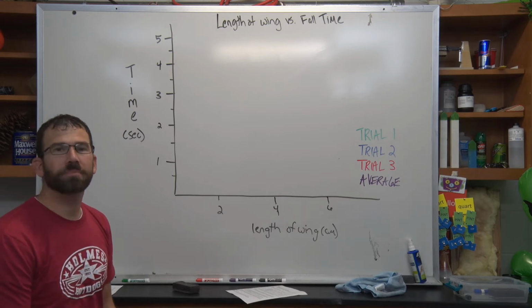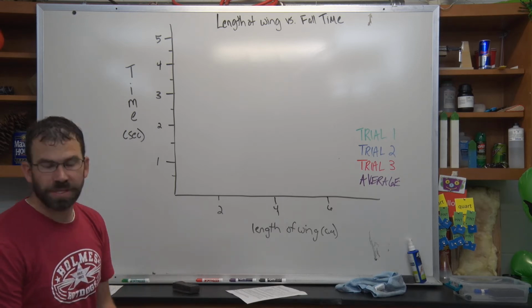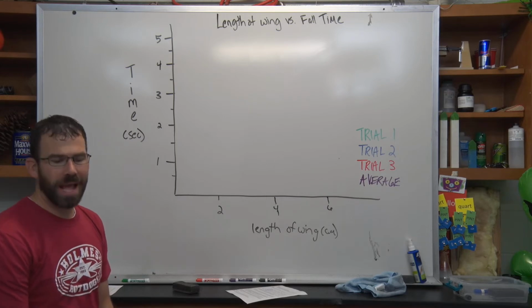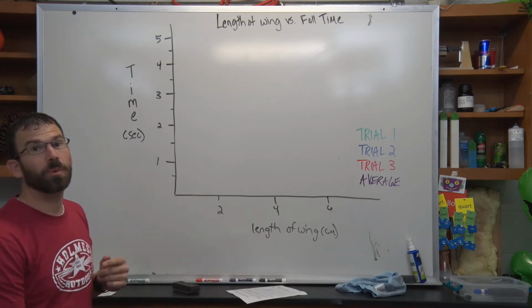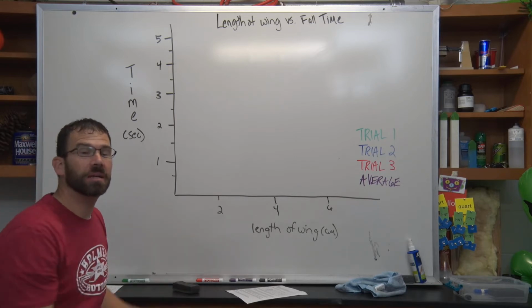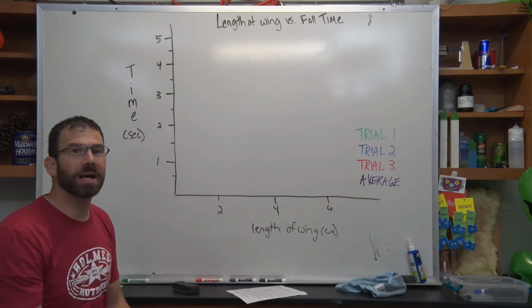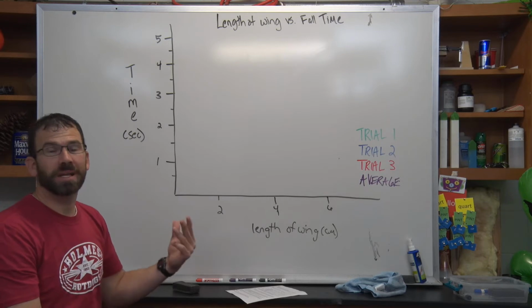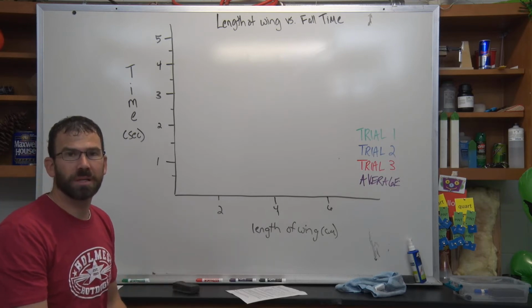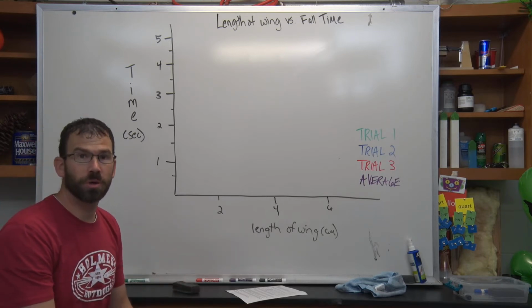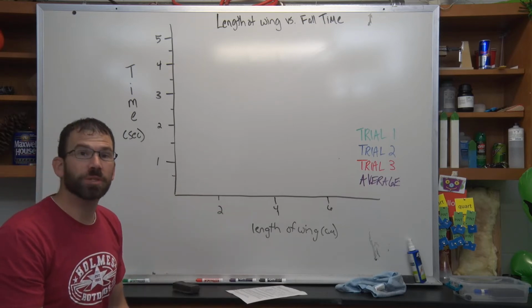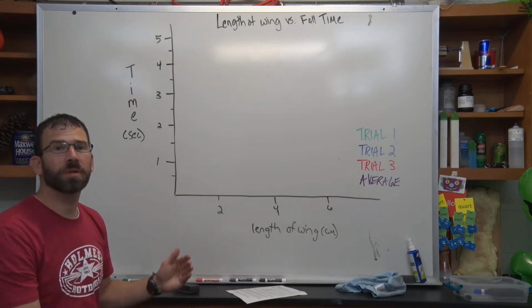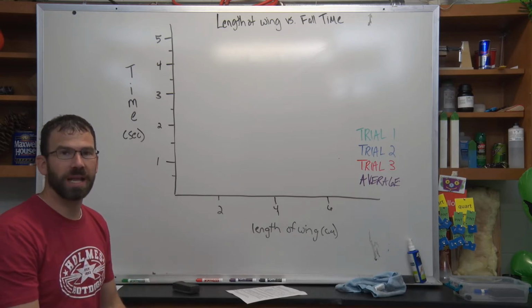Right, so we're on part B of the results section. In part A, we looked at the data table, how we recorded our data in a nice, neat, organized fashion. You can use something like Excel or Google Sheets on your computer. But now we're going to be doing a visual display of our data, so we're going to be graphing our data.